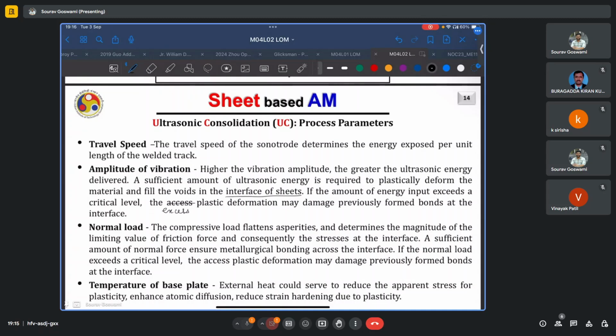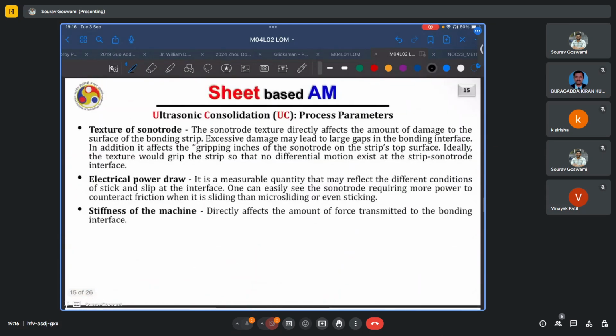excess amplitude. The base plate temperature would serve to reduce the apparent stress for plasticity, enhance the atomic diffusion, reduce the strain hardening due to plasticity, and have other beneficial effects. The texture on the sonotrode is a necessary evil. We know that some texturing is required to enhance the friction between the sonotrode surface and the foil surface. However, if the texture is very deep or is somehow unsuitable in any other aspect, then that might lead to the formation of voids on the surface or might even affect the surface finish if it is done on the top sheet.